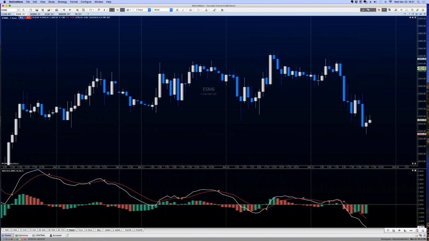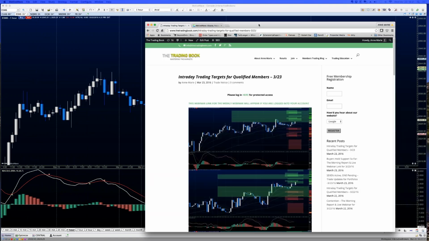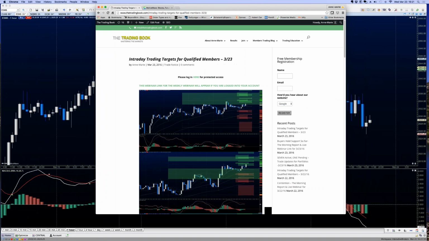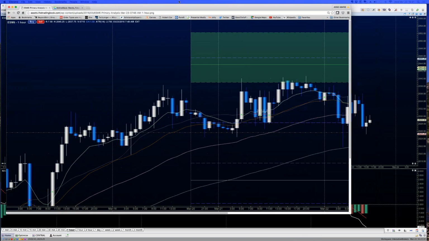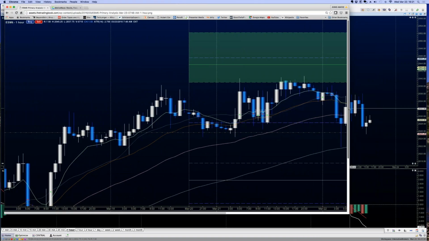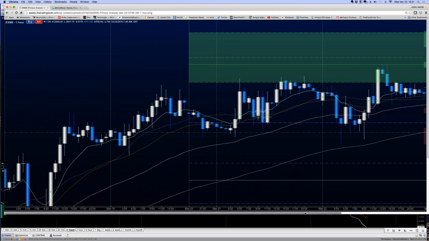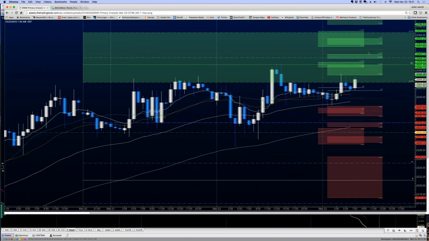So the first thing I'm going to do is show you what this morning's levels looked like. And here we have our intraday targets for members. The one we're going to look at, of course, is the ES. I'm going to expand that image fairly rapidly here, and we're going to see that this morning I put this out and said, all right, here are the ranges that we are looking at.